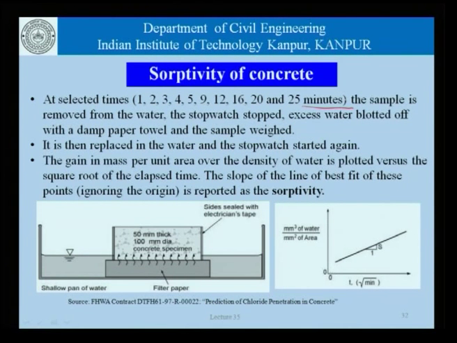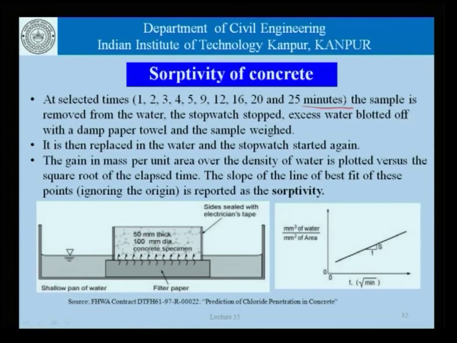So, we are measuring the penetration of water, or the absorption of water, by this specimen in a matter of minutes. The excess water is blotted off with a damp paper towel, and the sample is weighed and put back in the shallow pan of water for the experiment to be continued. What we record is the gain in mass per unit area over the density of water.